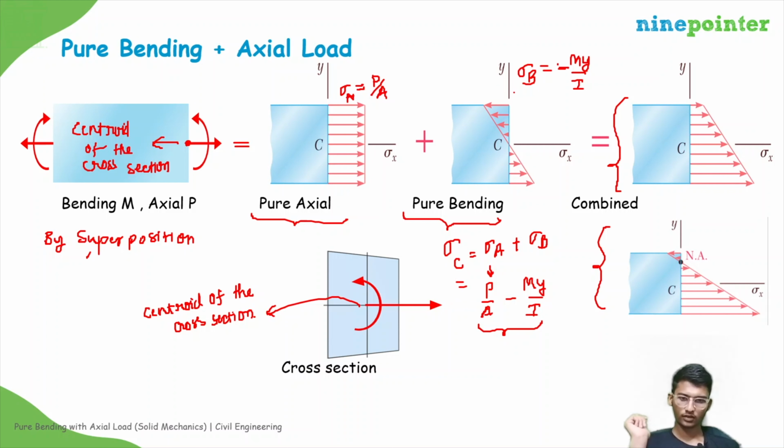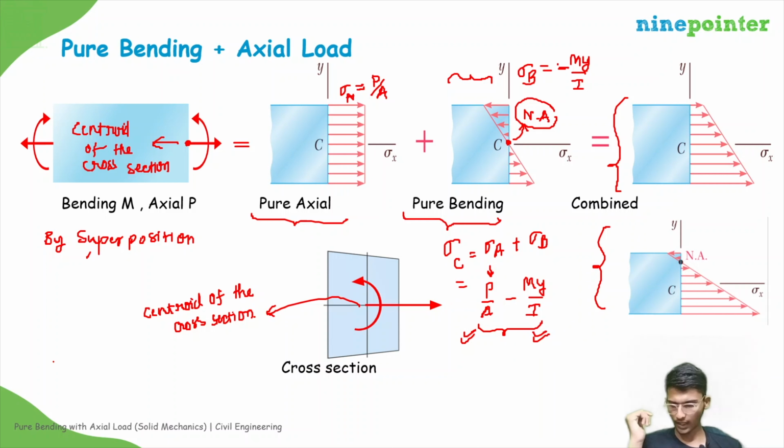See, for only pure bending, what is the neutral axis? The neutral axis is the position where the stress is zero. That means the strain is zero, meaning there is no elongation of that line. Okay. So that will pass through the centroid. So this will be the neutral axis. But after these two effects, the actual neutral axis is somewhere else. So there can be a neutral axis, or there can't be a neutral axis. That will depend on these P by A values and My by I.